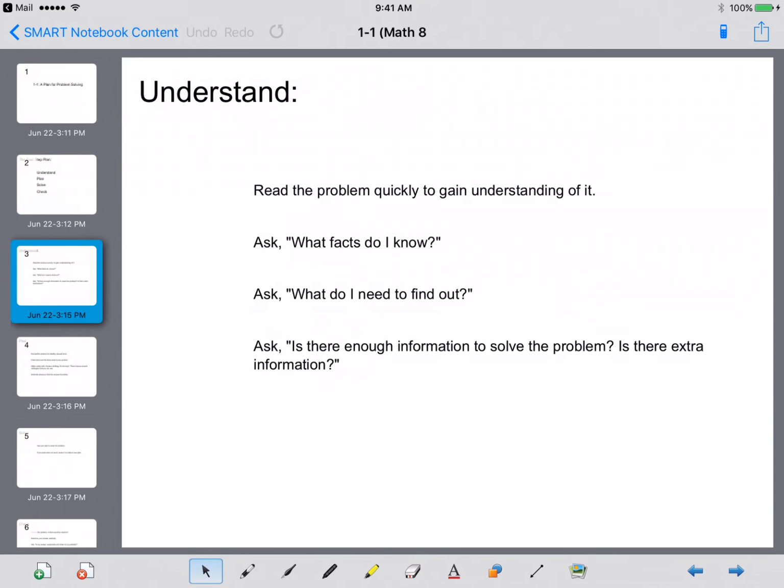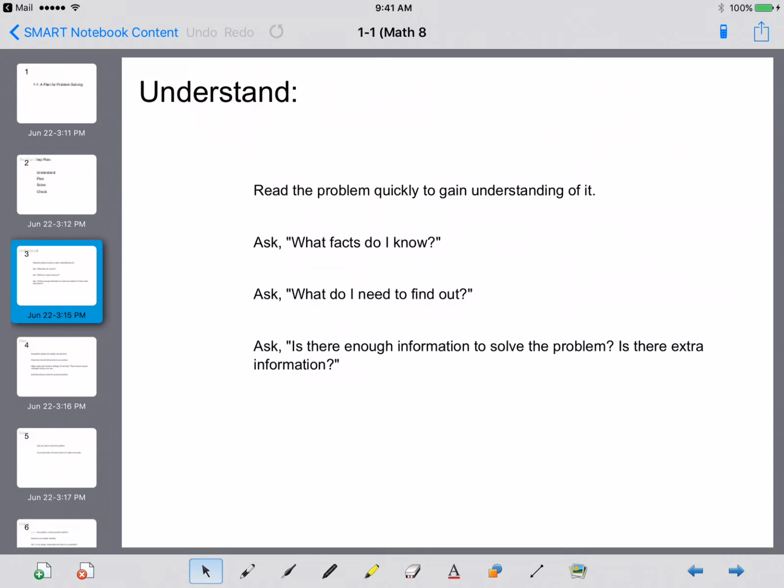So starting off the bat, we have our step of understand. When we understand a problem, we want to read the problem quickly to just gain an understanding of it. We don't need to analyze it in depth. We just want to know what's going on. We want to ask, what facts do I know? So what does it tell us? What facts do I need to find out? So what's missing? What's the question here?